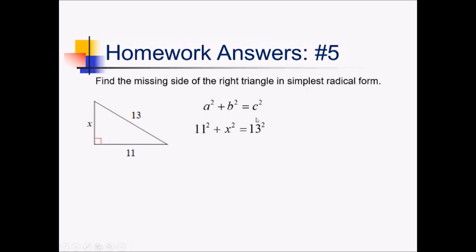All right, well, I have to subtract 11 squared from 13 squared to get the x squared by itself. So that's 169 minus 121. I believe that is 48, that x squared equals. And now I'm going to square root both sides. Now they want simplest radical form, so the square root of 48, I can split that up. The biggest perfect square that goes into 48 is 16. 16 times 3, so I have radical 16 times radical 3, which I can simplify to 4 radical 3.